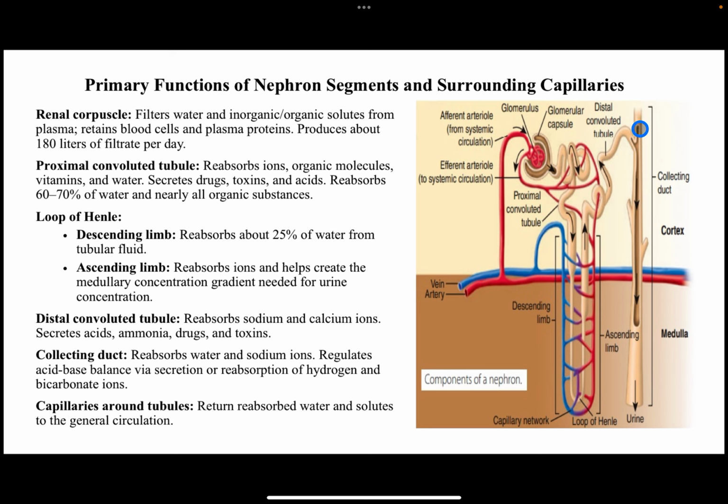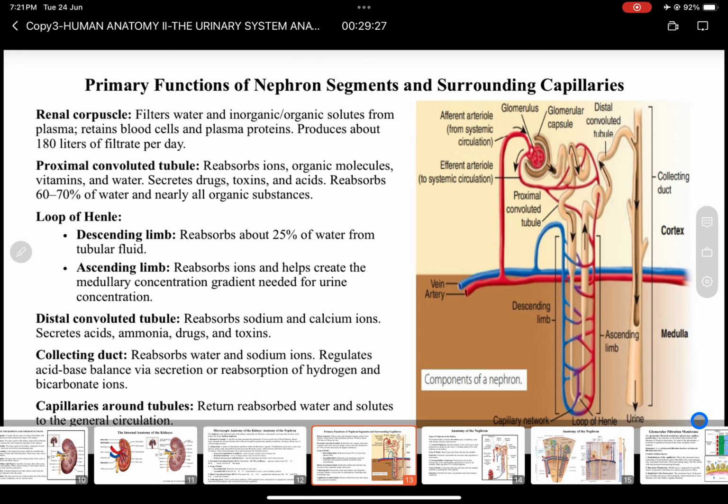The collecting duct. If you look on your left, you can see that the cortex is over here, and then the medulla is over here. So if you look at this nephron, we have some of the nephron within the cortex and a portion of the nephron also within the medulla.